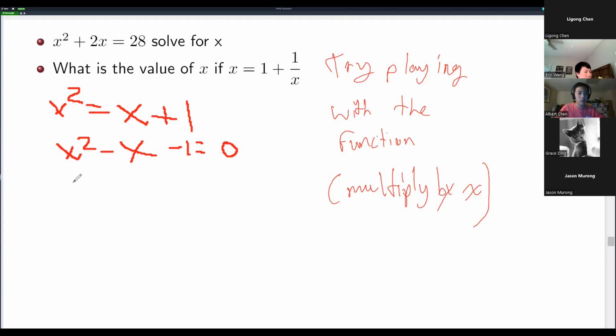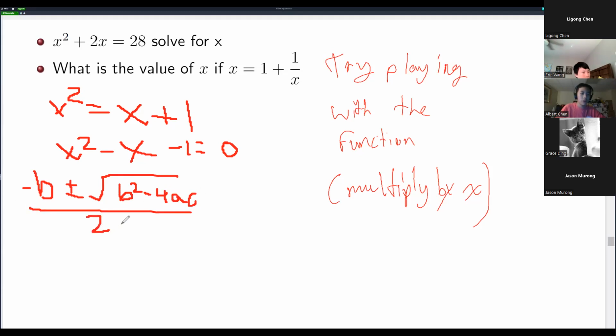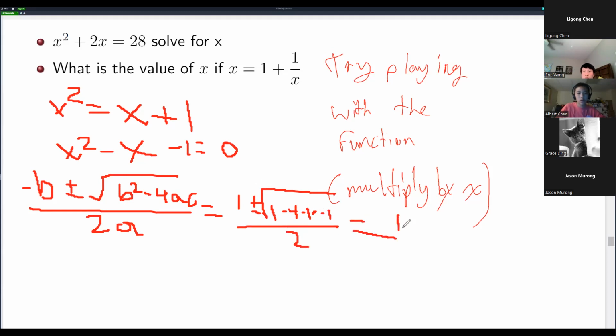We can use the quadratic formula, and actually, I'll just write the quadratic formula if you forgot it. It's negative b plus or minus square root of b squared minus 4ac, all over 2a. For our equation, this is equal to 1 plus or minus square root of 1 minus 4 times 1 times negative 1, over 2. This is equal to 1 plus or minus square root 5 over 2.